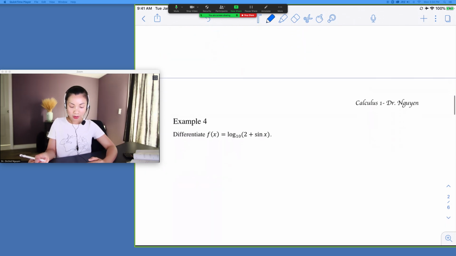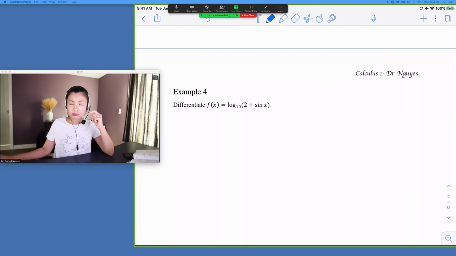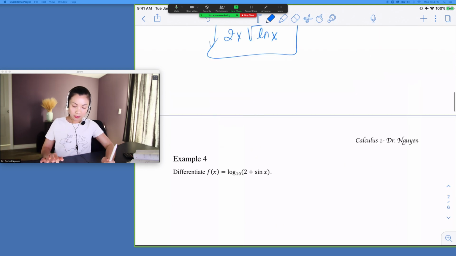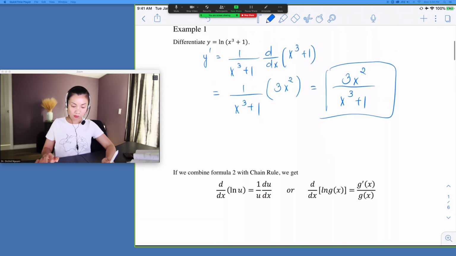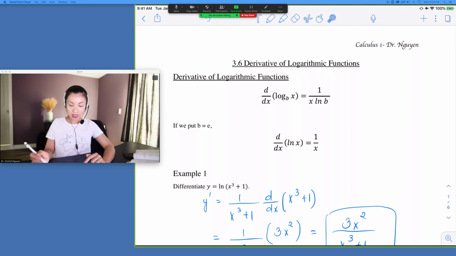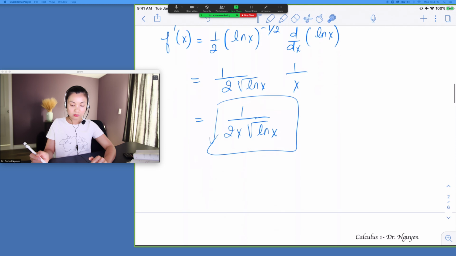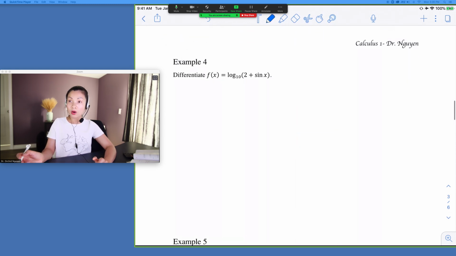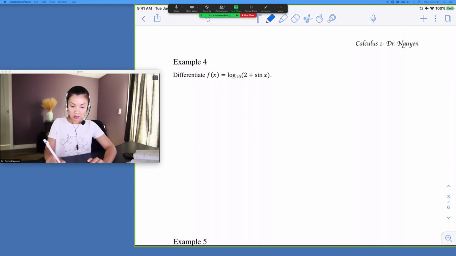Okay. All right, moving on to number 4. Now we have the base. The base is 10. So make sure we use the formula up here. This formula right here. Okay, so keep that in mind. So let's just keep in mind b is 10 in this case.